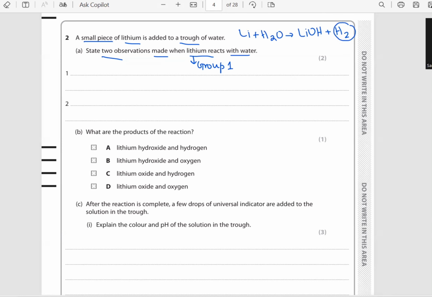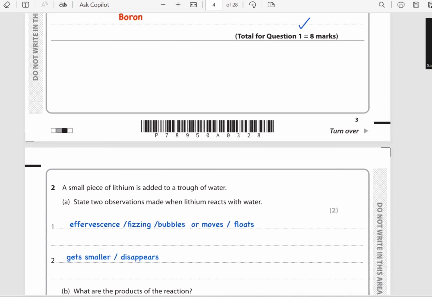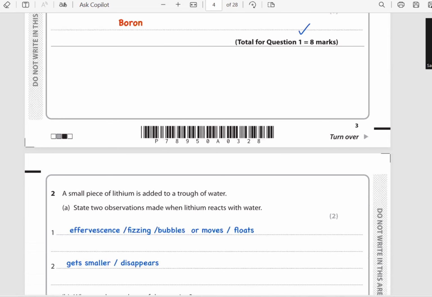Bubbles is the visual observation. Effervescence is a fizzing sound you hear. You can write any one of them. They will not accept them as two different answers. Second, the solid will dissolve, disappear, start moving, or floating over the water. So here are some observations. Effervescence, fizzing, bubbles, move, float, get smaller, or disappears.